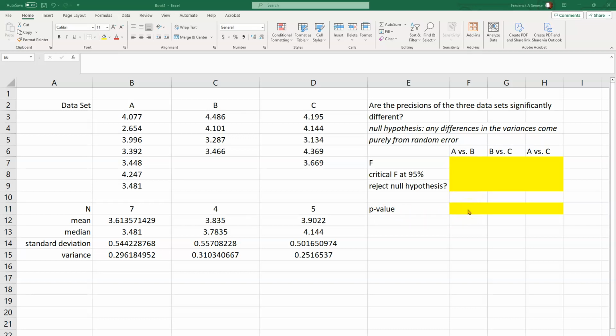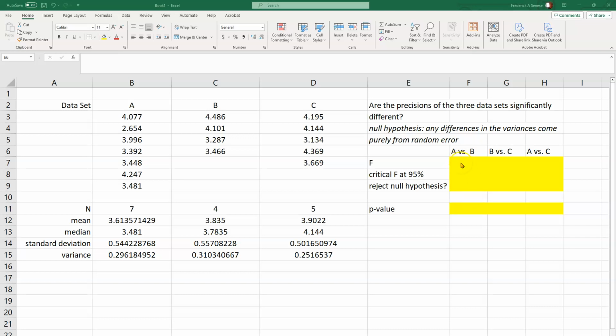You can calculate the p-value for the F right here. What does that mean? A p-value is the probability that you will be wrong if you reject the null hypothesis. So if we see that the p-value is 0.05 or lower, that means we have a significant result. That means that we are seeing that the precisions of those two sets are different. If we have a p-value that's 0.01 or less, that's a highly significant result, and that means we can be 99% confident that we're right in rejecting that null hypothesis.